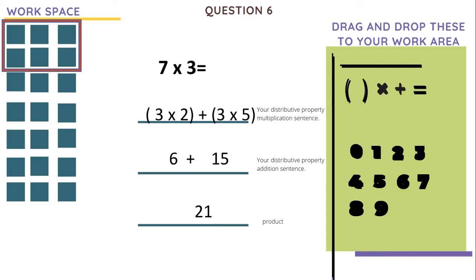So it is now your job to go practice using the distributive property on your own. Remember our simple rules. Only break apart one of your numbers. Make sure you write your multiplication sentence with parentheses and an addition sign in the middle. And then once you get your answers, add them up to find your product. All right, get started.